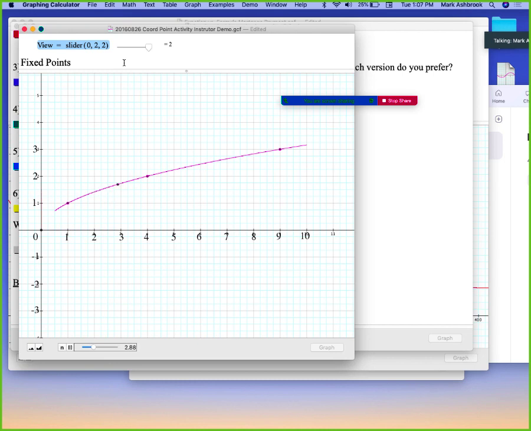So plot the movable point using the slider value n. If you're still working on the graph, make sure you get the graph first before you start working on that. So plot the movable point. That's a good note right there. Okay, Richard and Angel, do you guys get it?